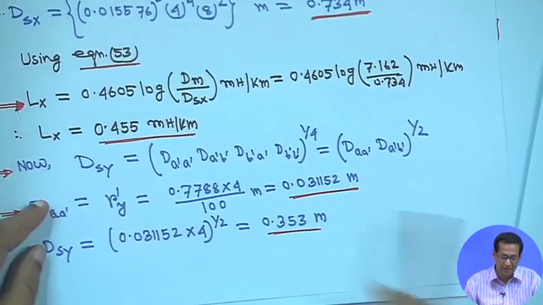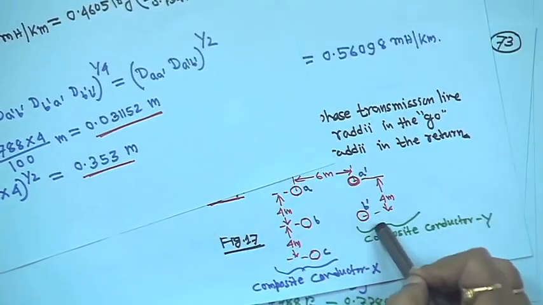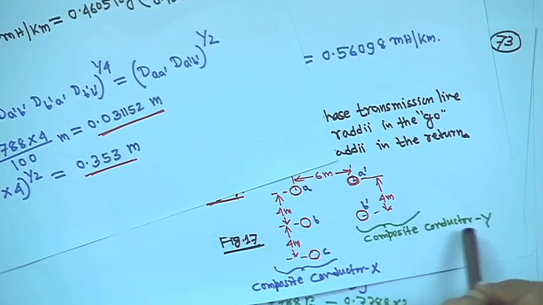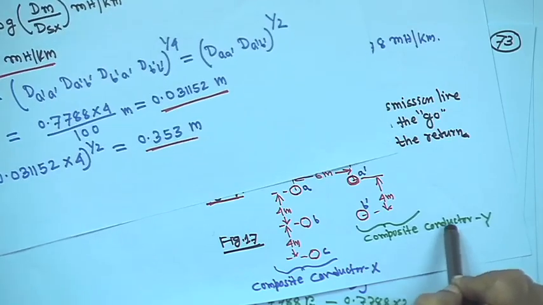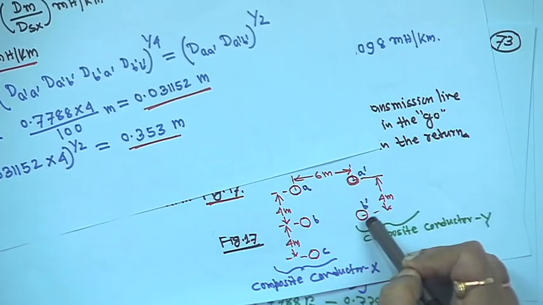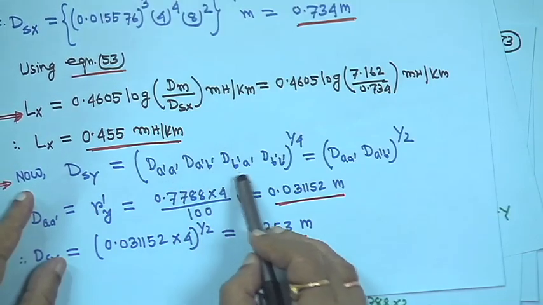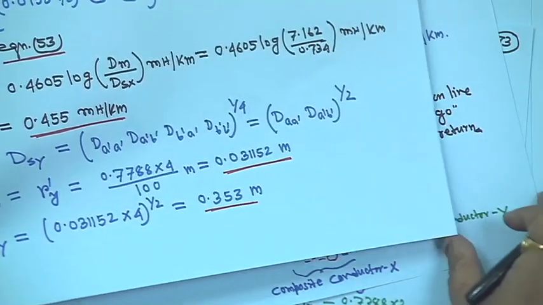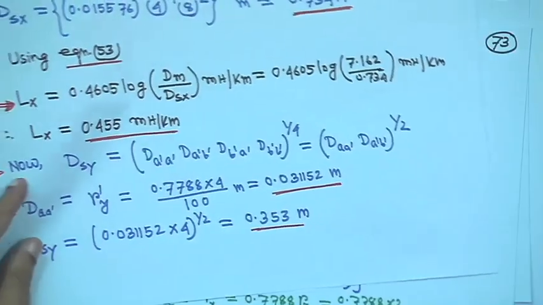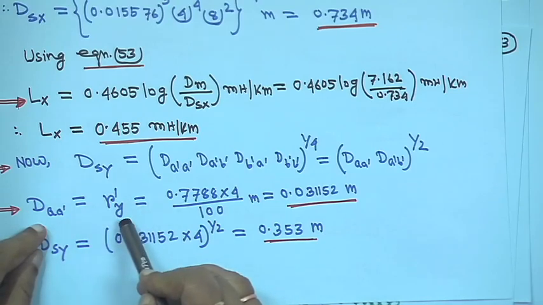Here you have 2 conductors in composite conductor y, 2 conductors. So, in this case it will come Dsy: dA dash a dash, dA dash b dash, dB dash a dash, dB dash b dash. So, dA dash a dash and dB dash b dash are the same, and that is r dash y.